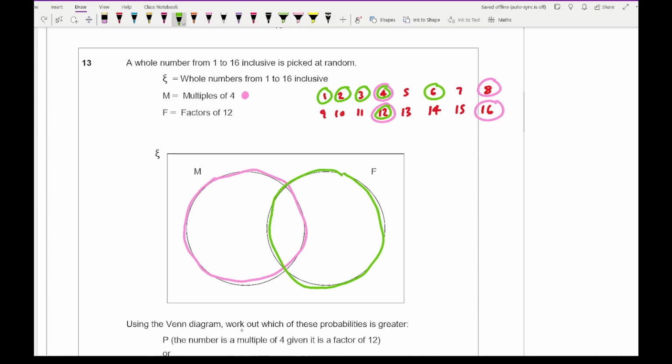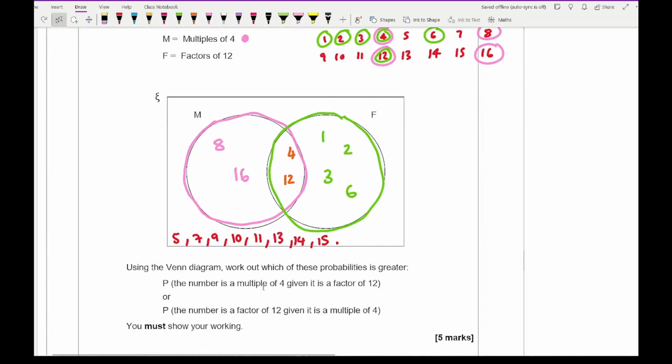So from this, I could then start filling in numbers. The numbers that are green only are 1, 2, 3, and 6. The numbers that are pink only are 8 and 16. The numbers that are both are 4 and 12. And the numbers that are not circled are 5, 7, 9, 10, 11, 13, 14, and 15.